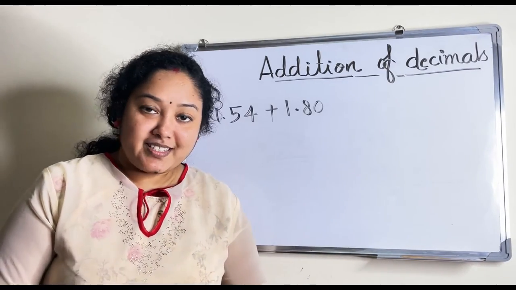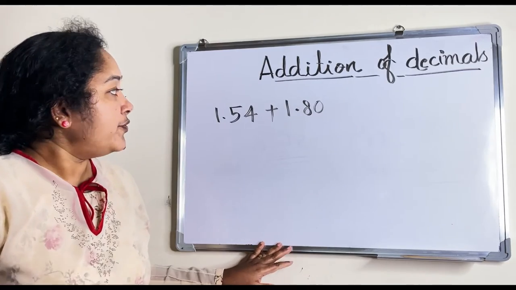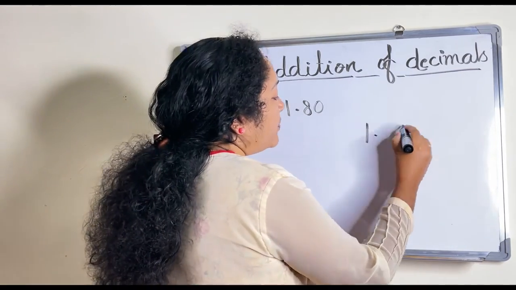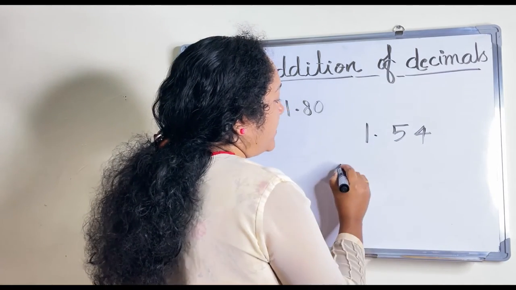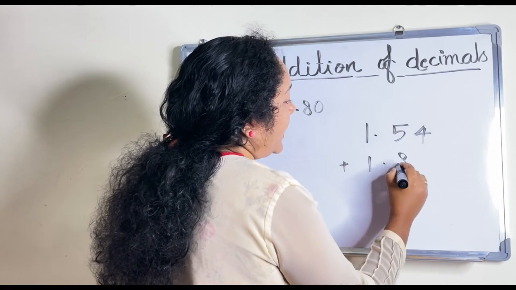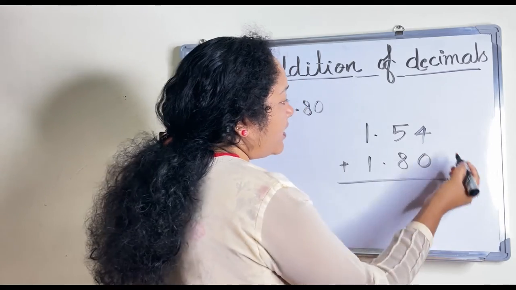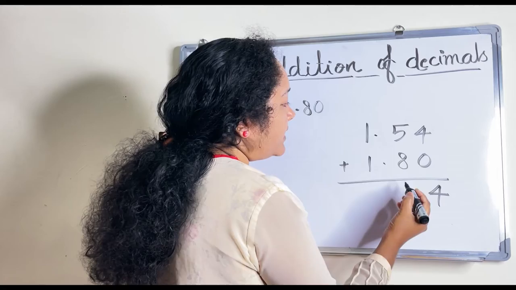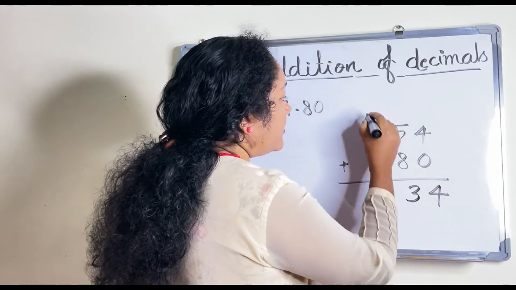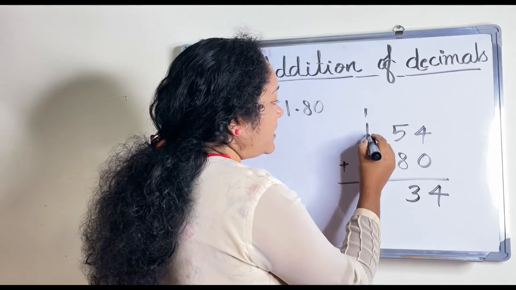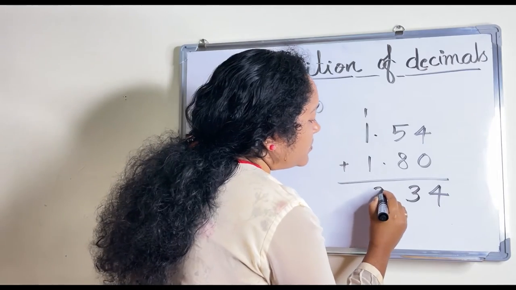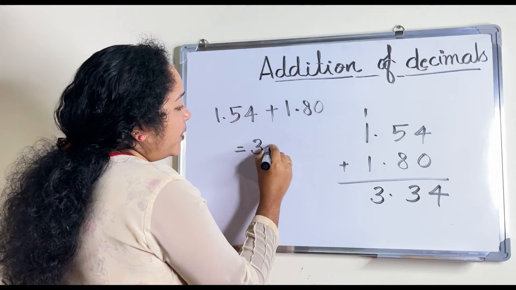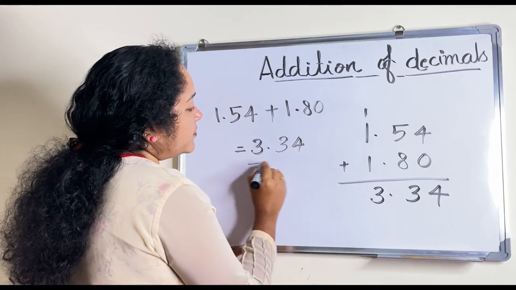Next question is 1.54 plus 1.80. 1.54 plus 1.80. 4 plus 0, 4. 5 plus 8, 13. 1 plus 1, 2, plus 1, 3. So the answer is 3.34.